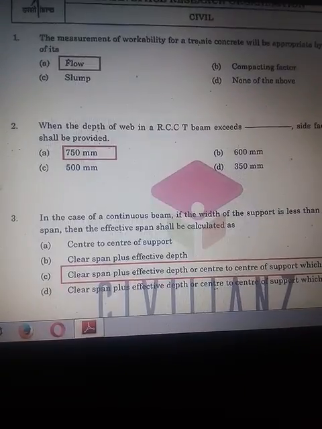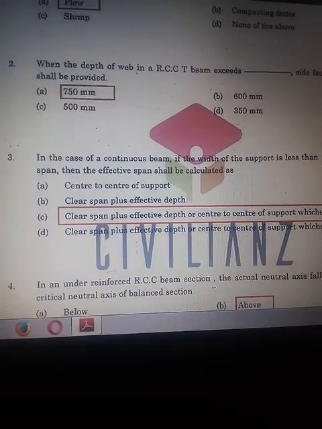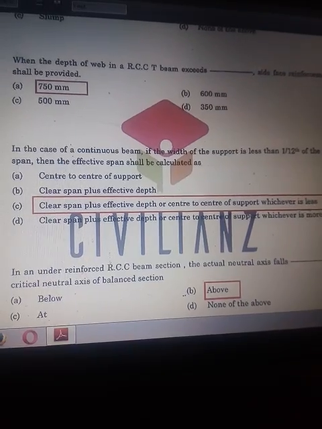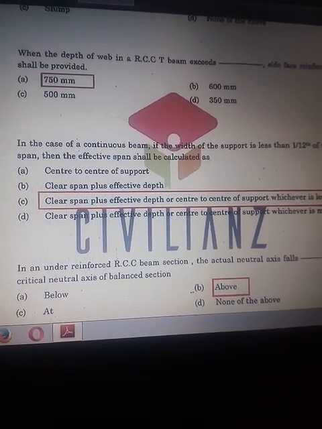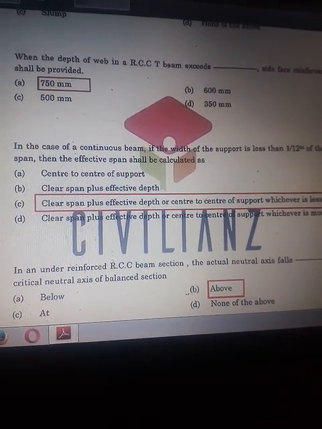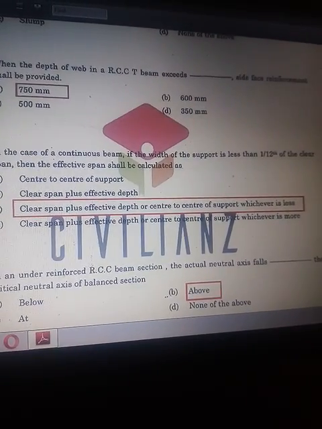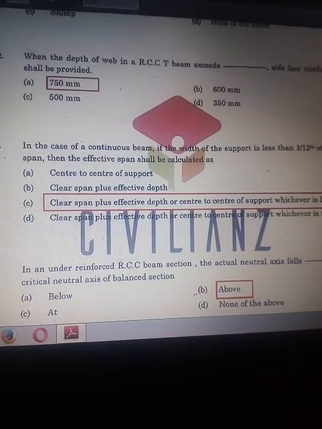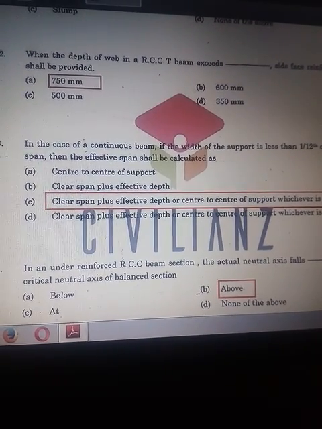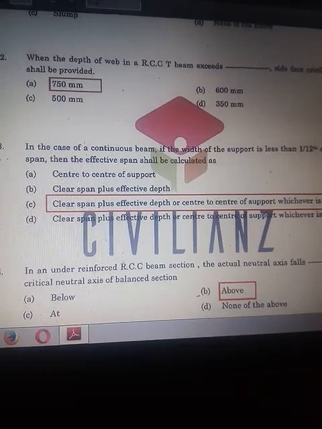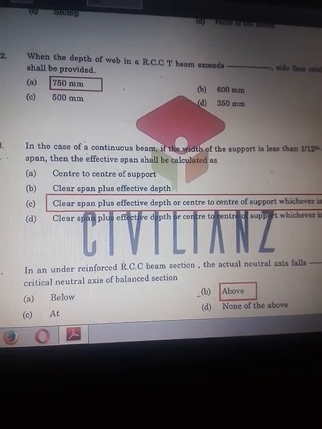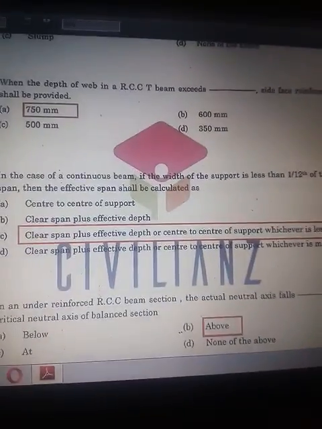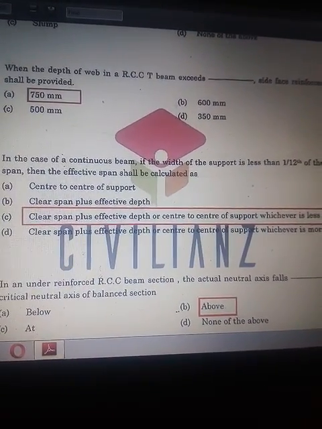Now next question, in the case of a continuous beam, if the width of the support is less than 1/12 of the clear span, then the effective span shall be calculated as the clear span plus effective depth or center to center of support, whichever is less. Okay, so the right answer of this question will be C.